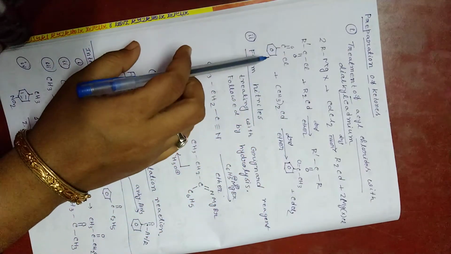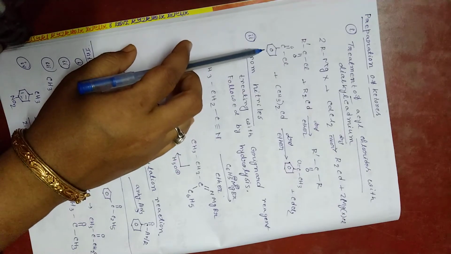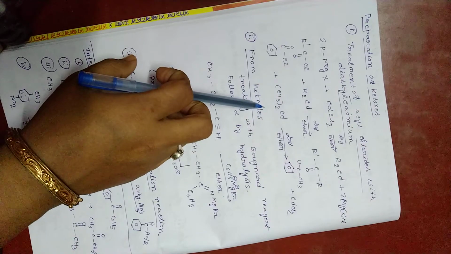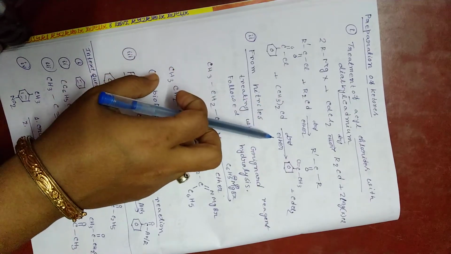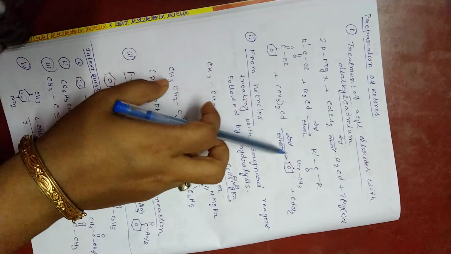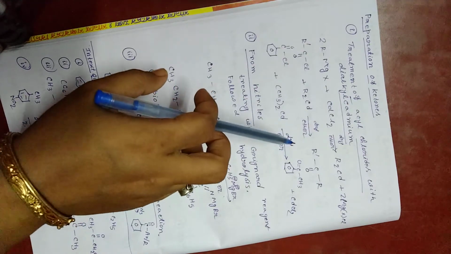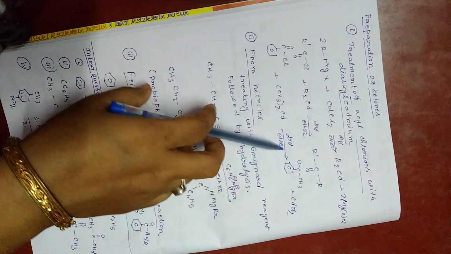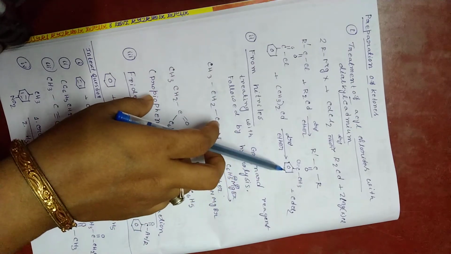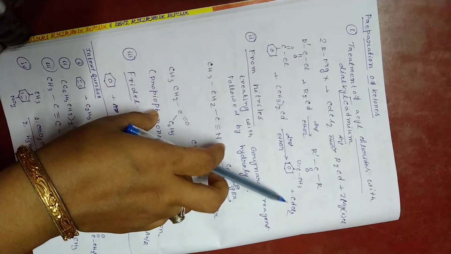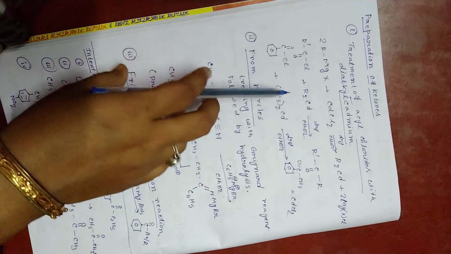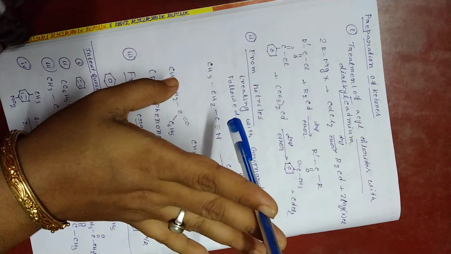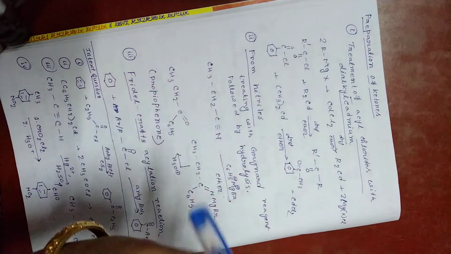Suppose you take this reaction, benzoyl chloride reacts with dimethyl cadmium in presence of diether. Actually, in presence of diether means in diether solution. In diether solution we get acetophenone and cadmium chloride. So this is the preparation of ketones, treatment of acyl chlorides with dialkyl cadmium.